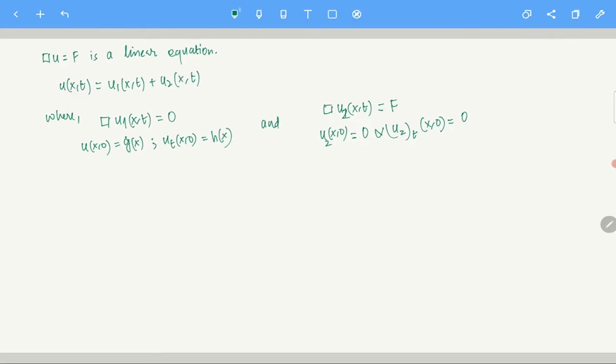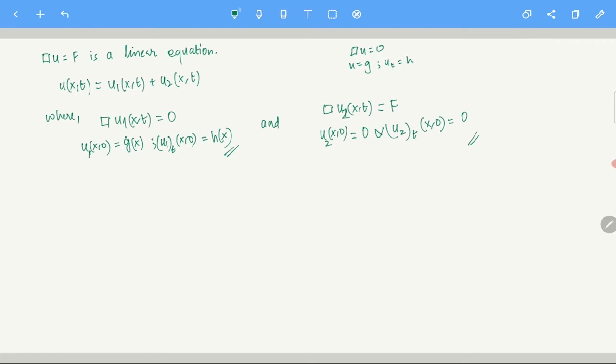So you see, if u1 solves this problem and u2 solves this problem, and you add those two up, because of the linearity, the D'Alembertian of u1 plus u2 is F, and u at the point (x,0) is g, because g plus 0 is g, and u_t is h, right?